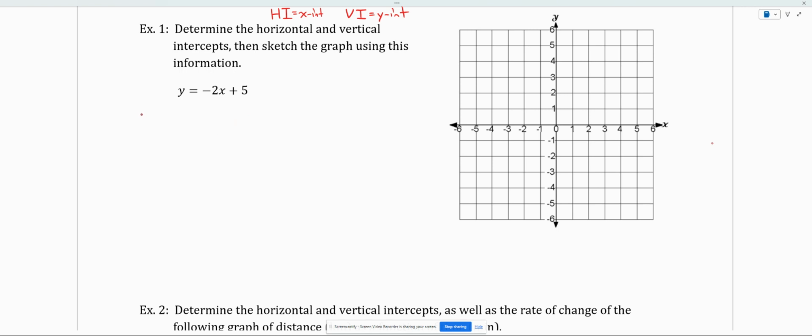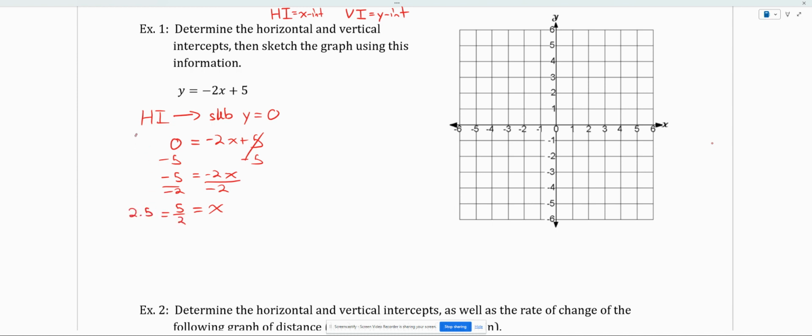So first we're going to be finding our horizontal intercept here. And so that means I have to substitute y equals 0. So we do that in our equation here. We put in a 0 for y is equal to negative 2x plus 5. And now we just solve for x. So we're going to subtract 5 on both sides. That's going to cancel my 5s. I'm left with negative 5 is equal to negative 2x. I'm going to divide both sides by negative 2. And that's going to tell me that my x value is positive 5 over 2, which is also the same as 2.5. So let's plot this point.